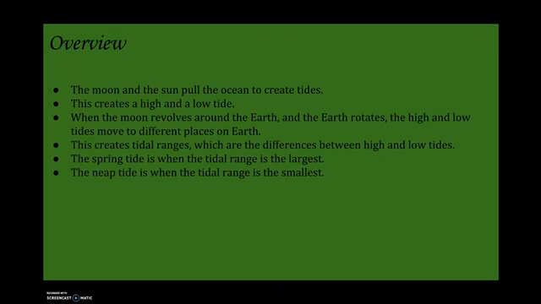Now an overview. So remember, the moon and the sun pull the ocean to create tides, and this creates a high and a low tide. And then when the moon revolves around the earth and the earth rotates, the high and low tide move to different places on earth. Now this creates tidal ranges, which is the difference between high and low tide. And the spring tide is when the tidal range is the largest, and neap is when the tidal range is the smallest.